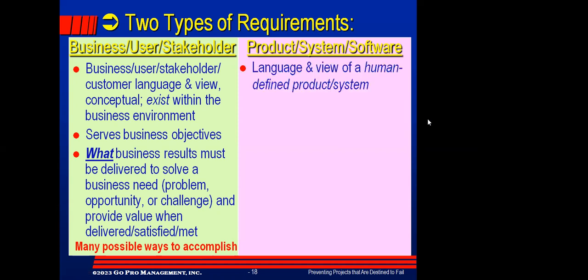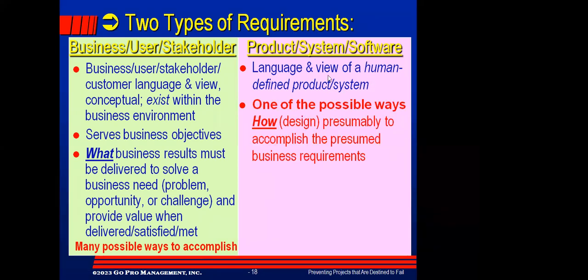The critical thing to realize is that these are from the view and in the language of a human-defined product, system, or software, which is presumably one of these many possible ways to accomplish the presumed business requirements. Now, perhaps you noticed that I emphasized the word presumed. That's because product requirements on the right are often the result of presumptions. And presumptions have a way of being wrong. And the more that we presume, the more wrong we are likely to be.